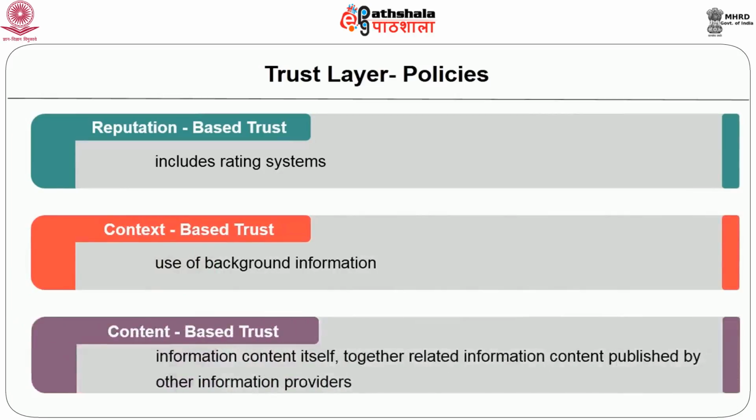Then content-based test, which uses the information content itself, together with related information published by others, like Wikipedia. Maybe we can take it as a content-based test. And with this, there is a lot of promise for the semantic web. Semantic web can represent information, categories, etc.